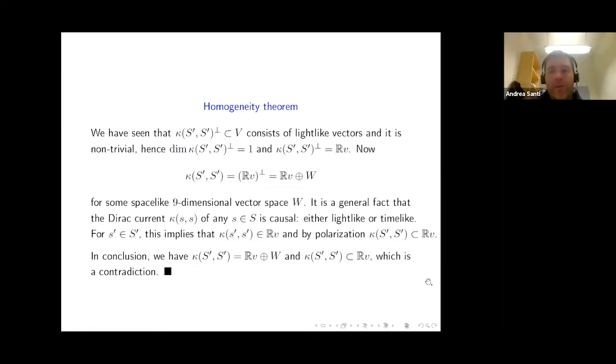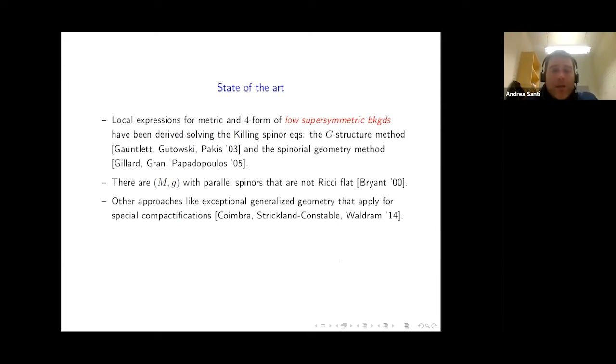Okay, but we got a contradiction because on one hand, K S' S' is all of RV direct sum W, but on the other hand, it is forced to land in RV. So this shows that our assumption was not correct, and the map is surjective. So this is a nice result and essentially brings the study of highly supersymmetric backgrounds, so those with more than 16 Killing spinors, into the Lie algebraic realm.